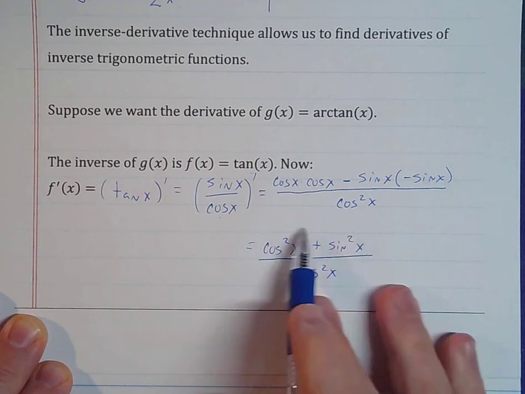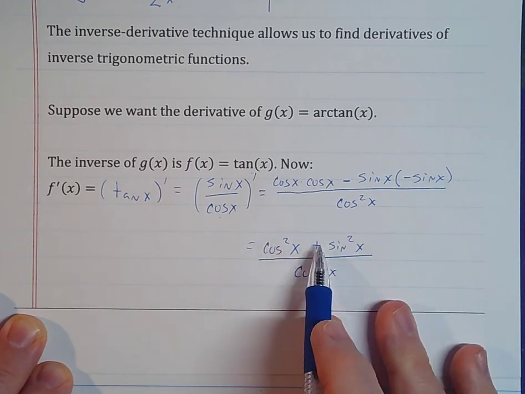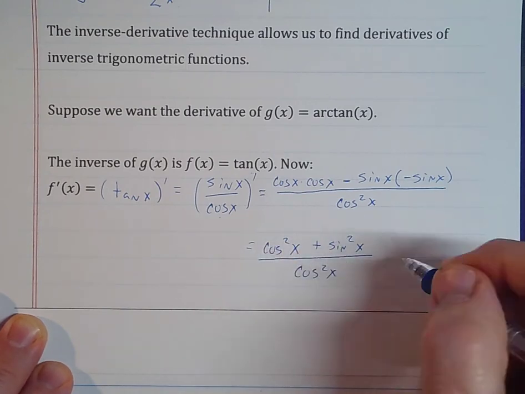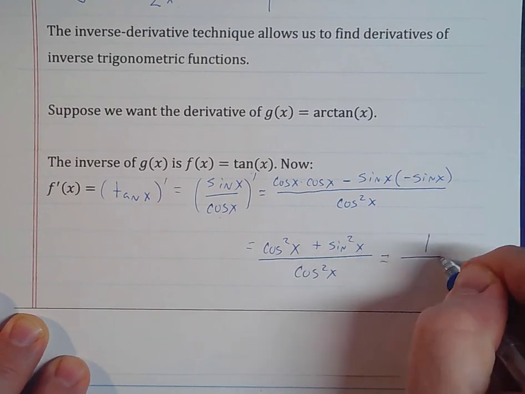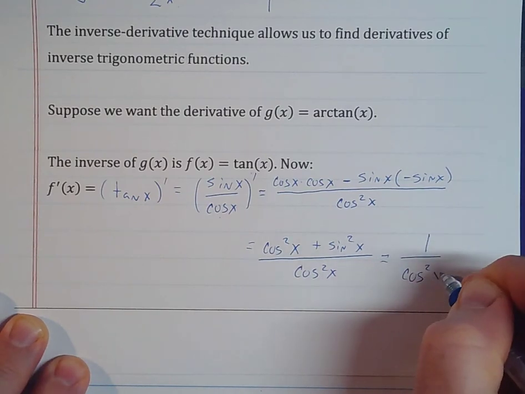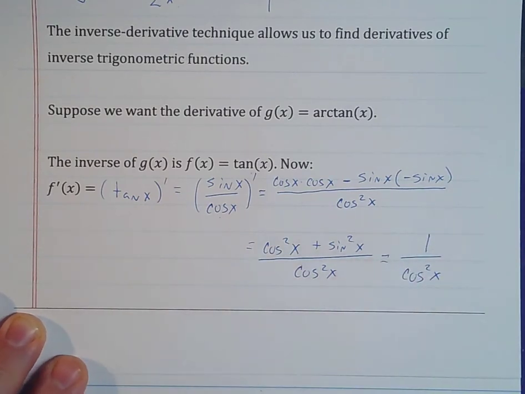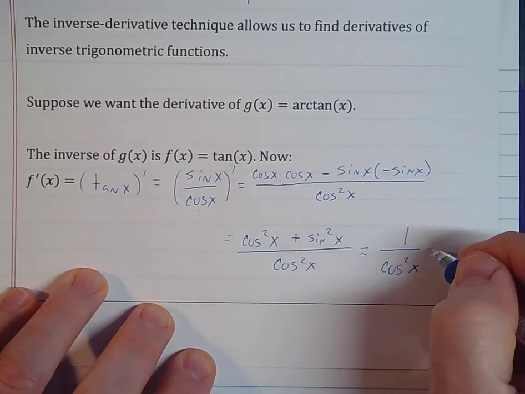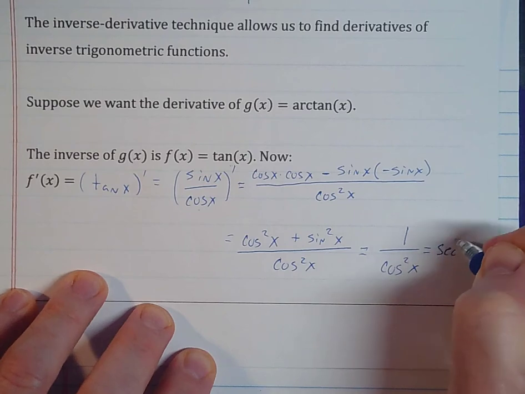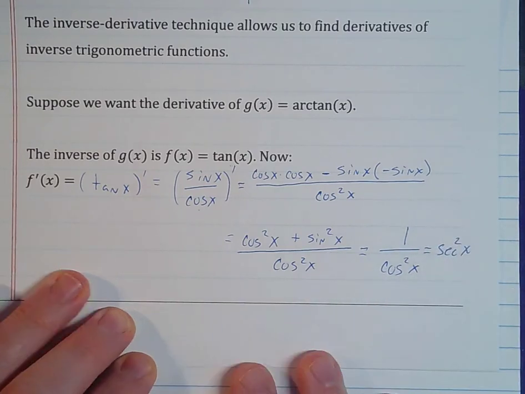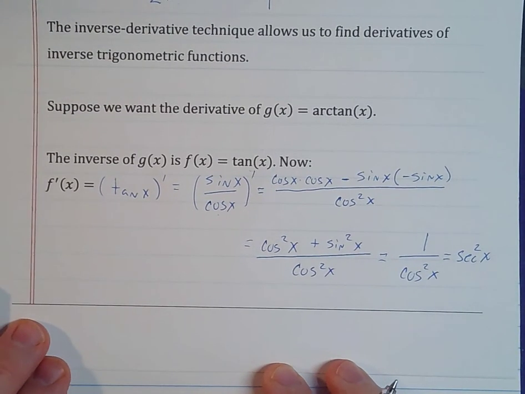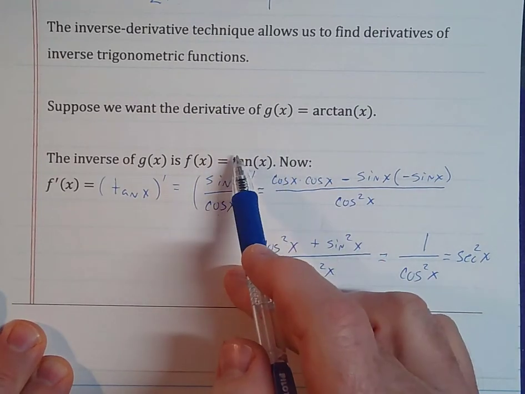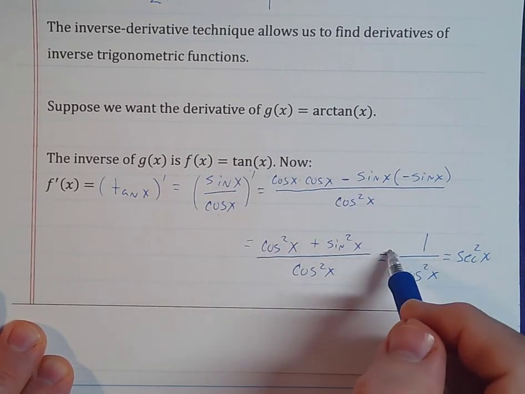And remember, this is one of the Pythagorean identities: cosine squared plus sine squared is equal to 1. And so I got 1 over cosine squared x right here. And I know that that's the same thing as, I'm running out of room here, secant squared x. So the derivative of tangent of x is secant squared x.